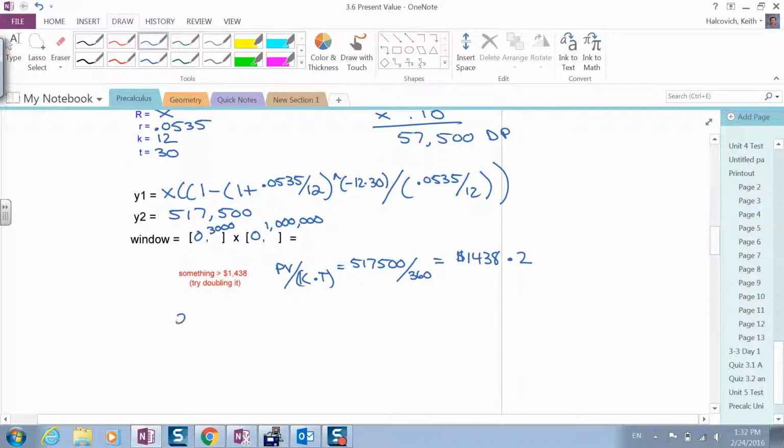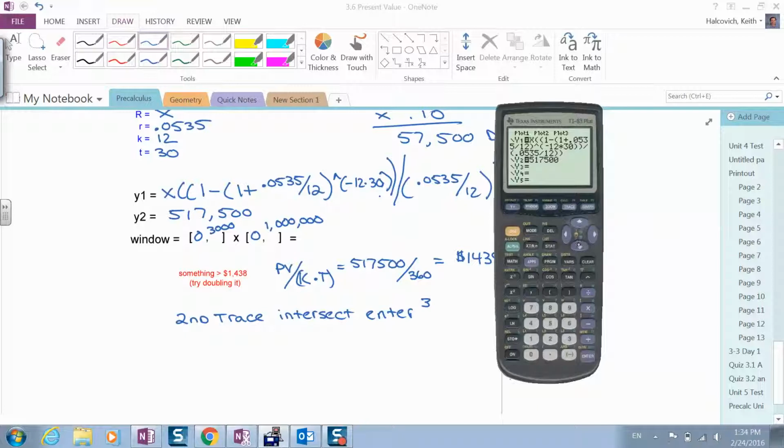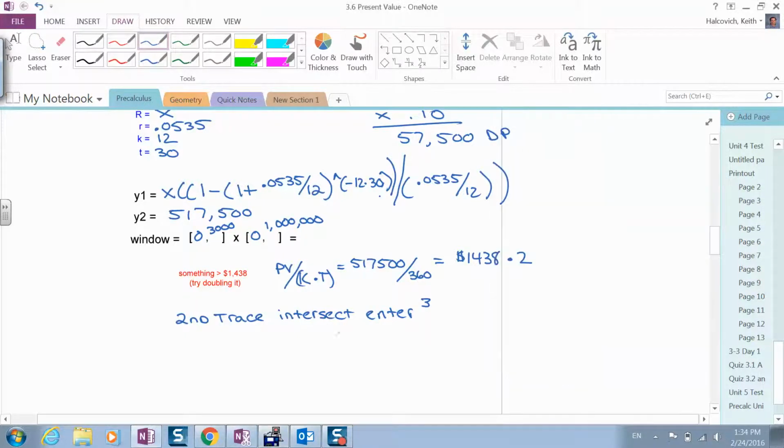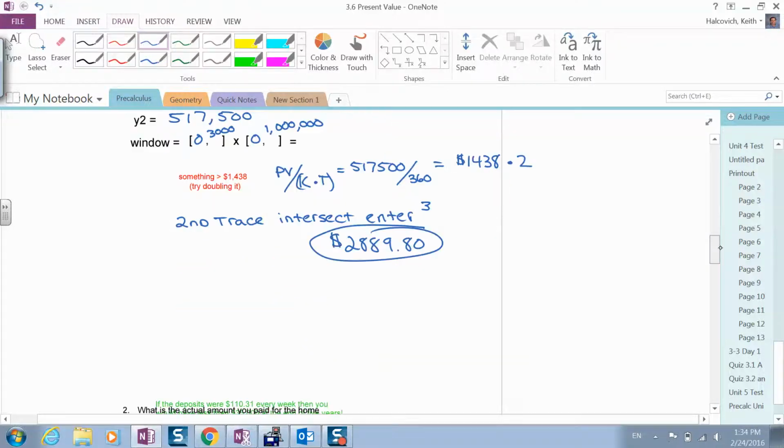So then when you type that in, all you need to do is go second trace, intersect, enter 3 times, and you will get your value. So when you type it in, it should look like this in your calculator. When you graph it, you'll get the intersection there. So you go second trace, intersect, enter, enter, enter. And you get your loan payment of $2,889.80. So that is going to be your monthly mortgage payment.